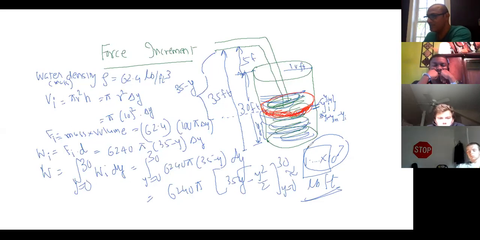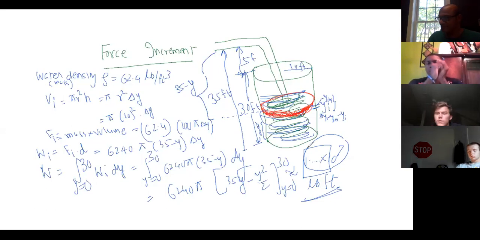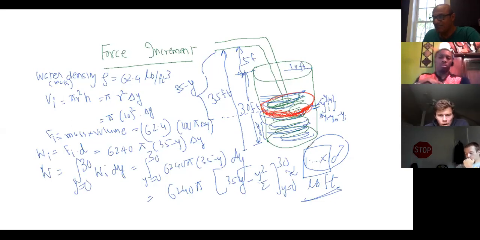So let me do this thing. Let's go for example number 2. Who wants to take this example 2? Example 2 is exactly similar to example number 1. Mass is given to you, 45.93 lb per feet cube. V equals pi r square h.